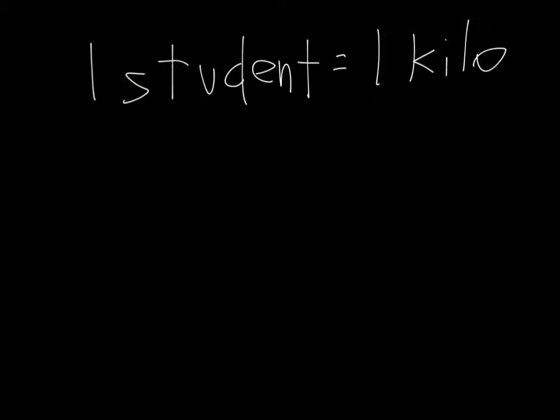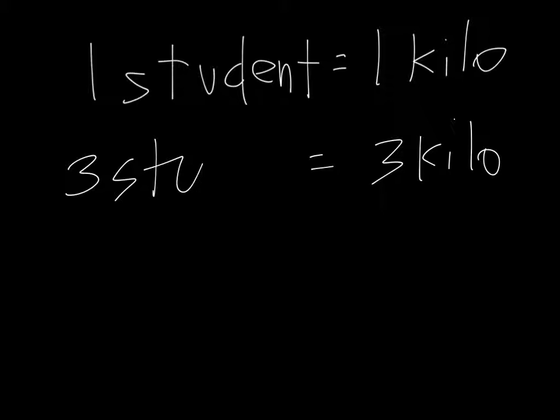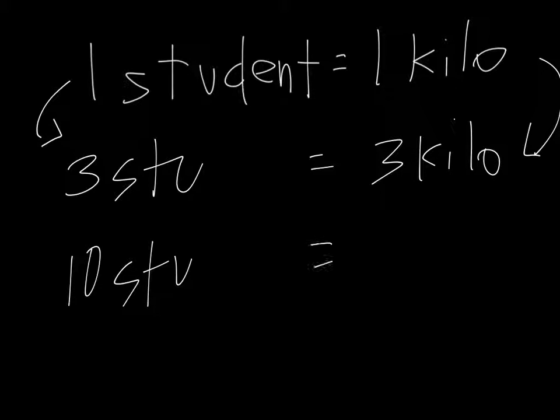Okay, so what if I know that each one student in the school is eating 1 kilo of food? That means that one student equals 1 kilo of food. What if I have 3 students? How many kilos of food am I going to have? Well, if you told me 3 kilos, you would be right. Because I know from 1 to 3, 1 student, 1 kilo. 3 students, 3 kilos. What if I have 10 students? That's going to equal 10 kilos.